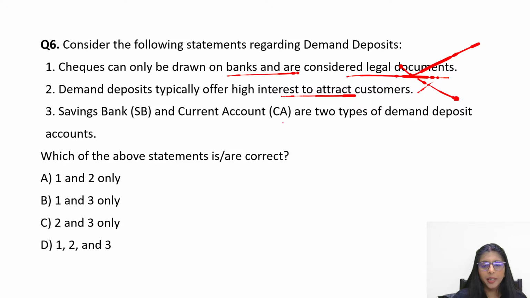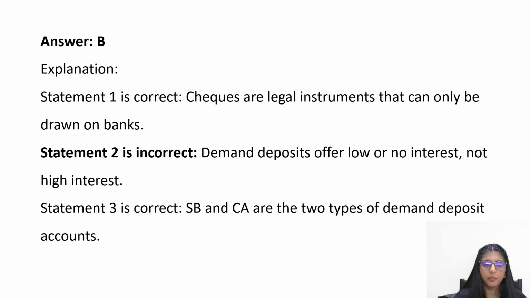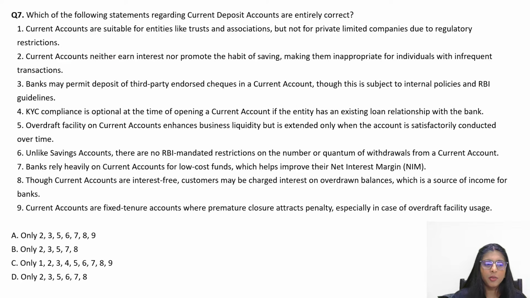Savings bank account and current account are two types of demand deposit account. Yes, correct. So the correct statements are 1 and 3. That is, option B is the right answer. Next question. Read the question.